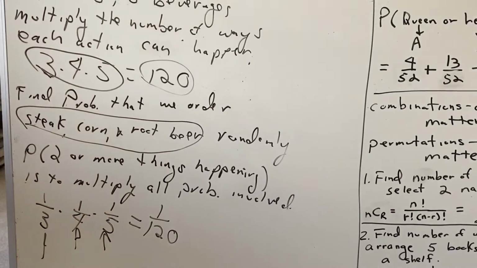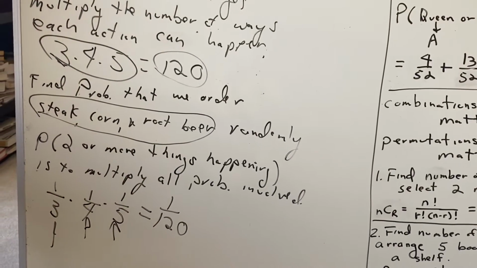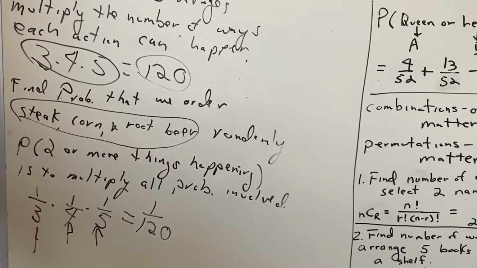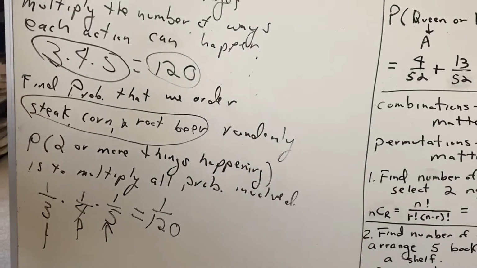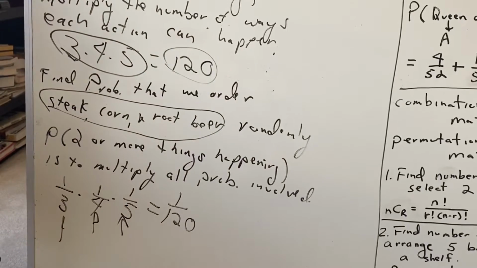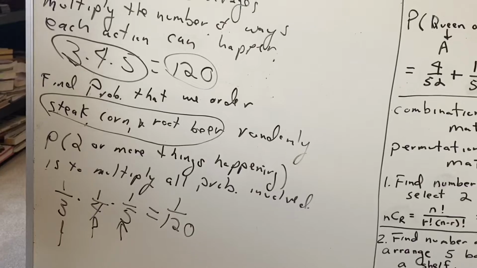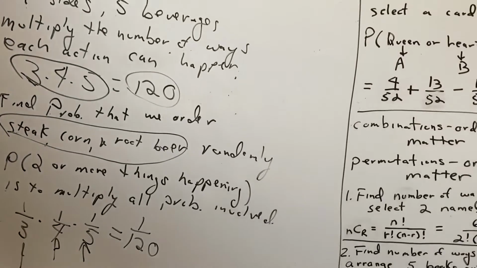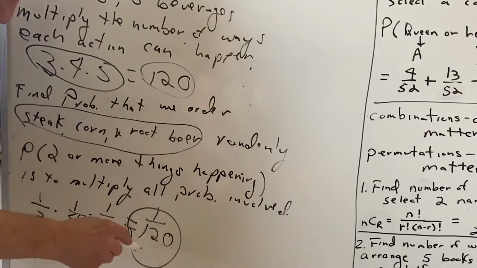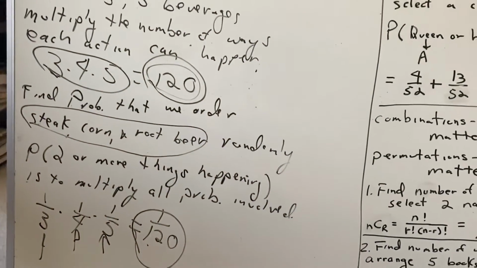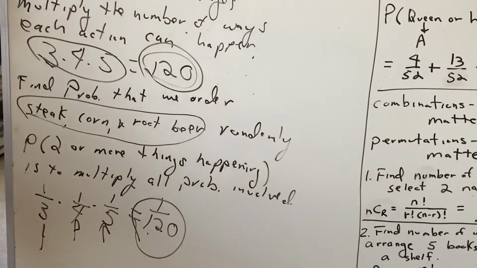And I'll see an answer of 120. No, it's not 120. It's 1 out of 120. Okay. Or I've seen the reverse. I'll ask the question, how many ways can something happen? And I'll see an answer of 1 over 120. No, this is a probability. This is a number of ways. Two different things. You see that 120 occurring in both.